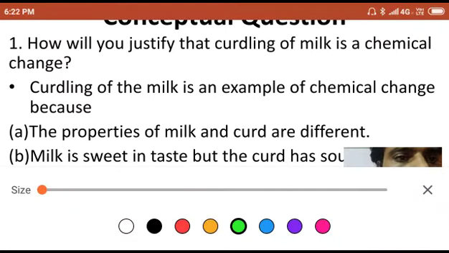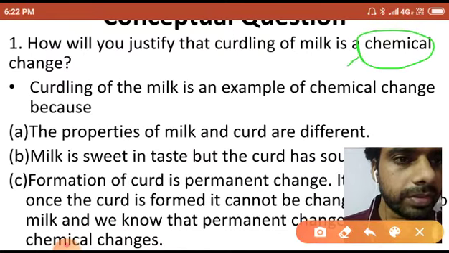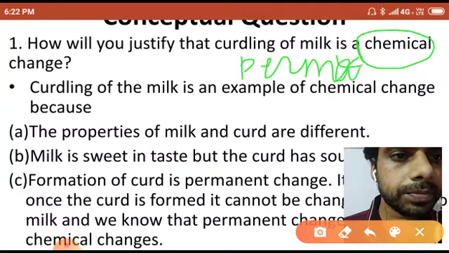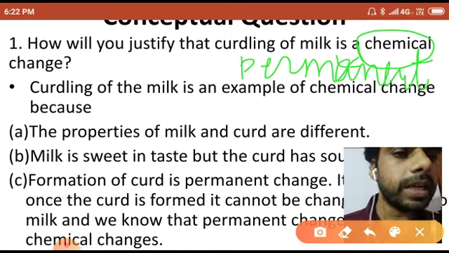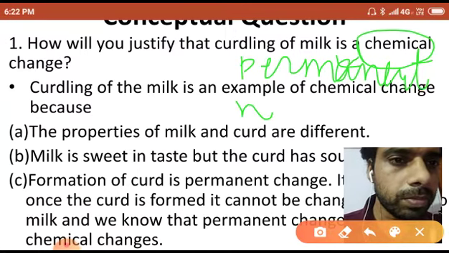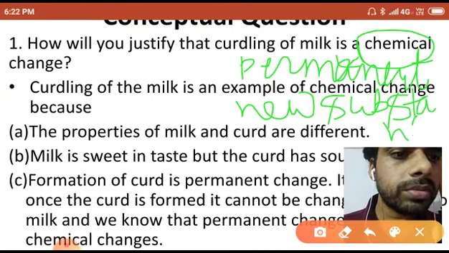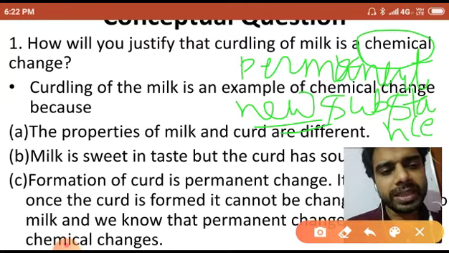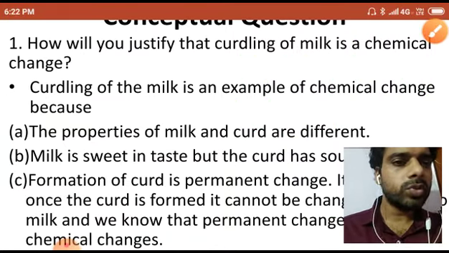Okay? So you can say that a chemical change means a change which is permanent. First point: it is permanent in nature. Second one, a new substance forms, and that new substance has new properties also. Only in that case can we say the change is a chemical change. Okay now, so you can read that one.